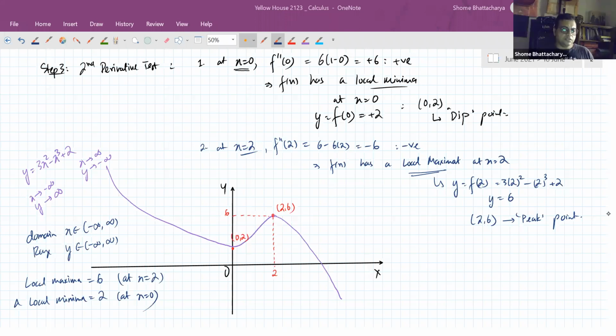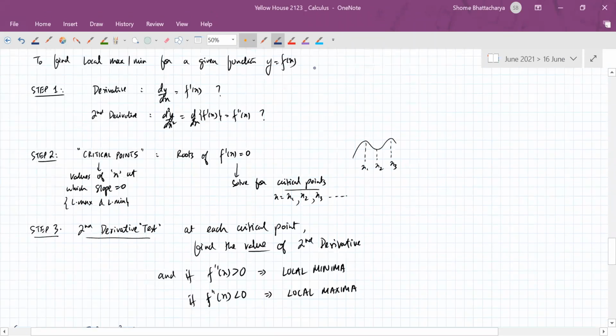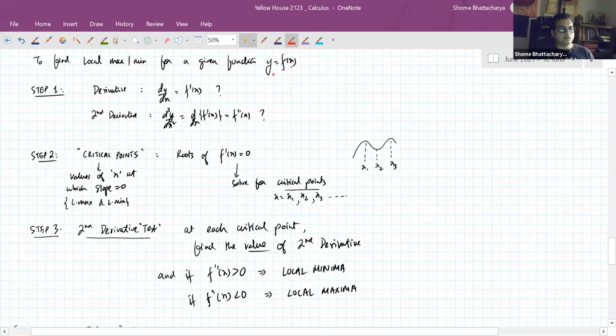Yeah. So you can see that we are just applying this second derivative test method. Okay. So given any function, the first step is we find out the derivative of the function and the second derivative. Then next thing is we find the critical points by finding the roots of the equation f prime x equal to 0. So we find all these points where the derivative is 0. And then we apply the second derivative to each of these critical points. If at a particular point the second derivative is positive, that means it is local minima. If it is negative, it is local maximum.